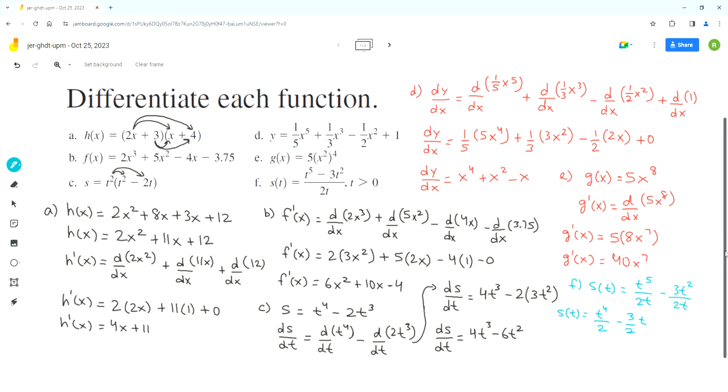Now we can find the derivative of this function. So we can use the prime notation. So s prime of t is equal to the derivative with respect to t. Here the independent variable is t. The derivative of t to the power 4 over 2, minus the derivative of 3 over 2 t. Now we can start here. So s prime of t.